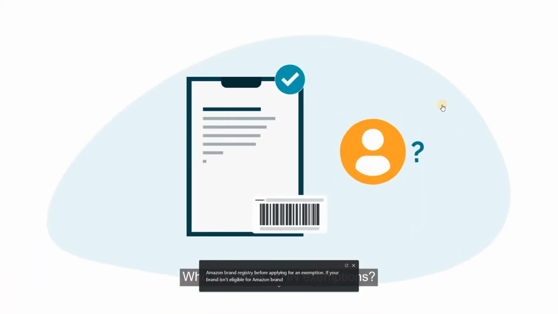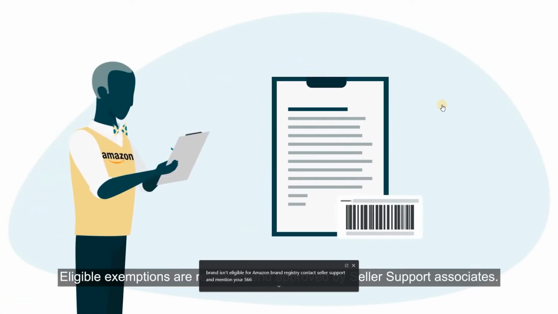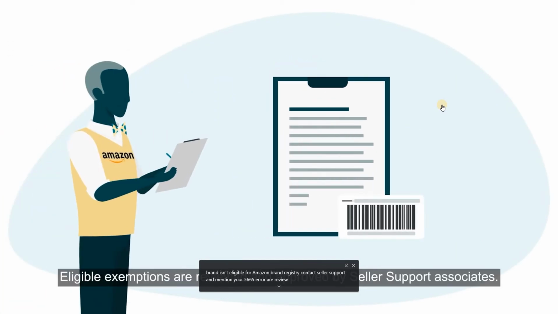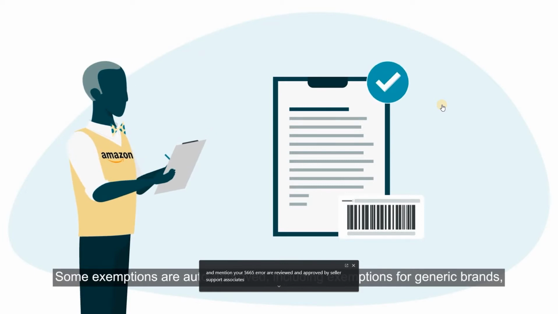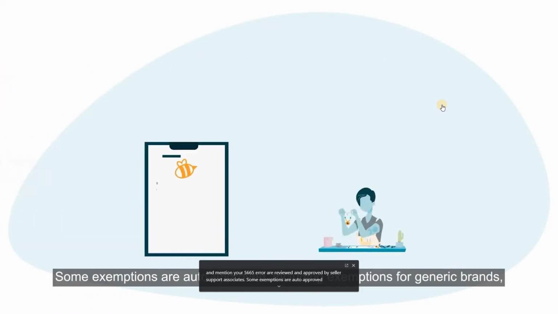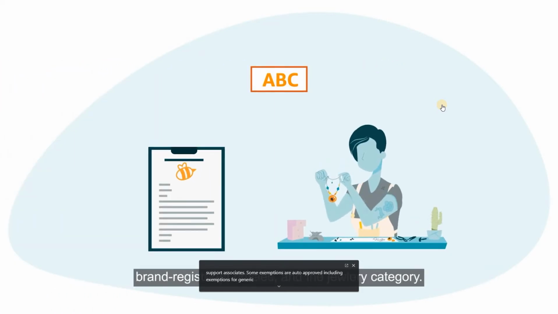Who approves GTIN exemptions? Eligible exemptions are reviewed and approved by Seller Support Associates. Some exemptions are auto-approved, including exemptions for generic brands, brand-registered entities, and the jewelry category.